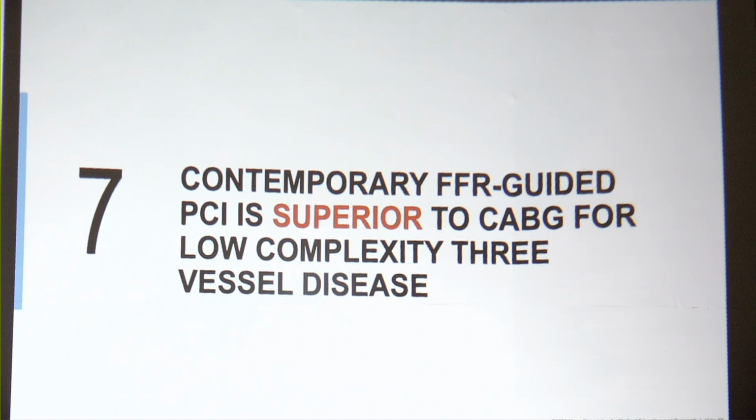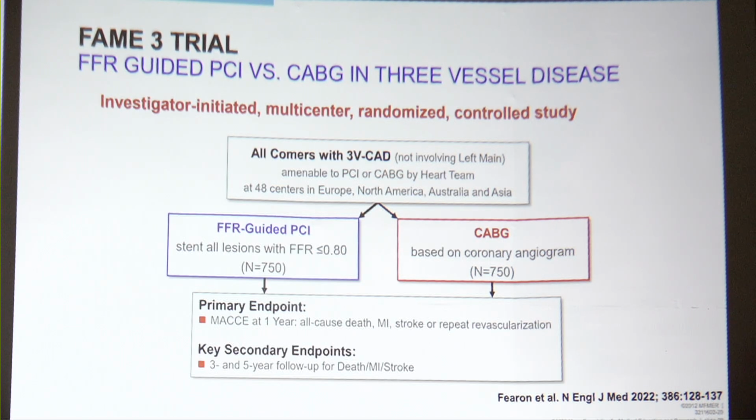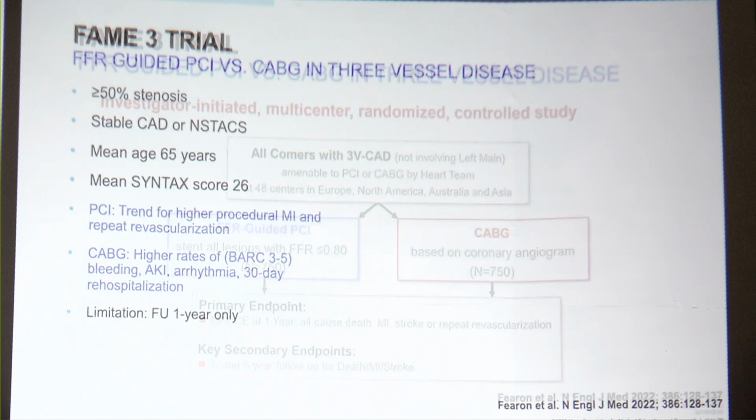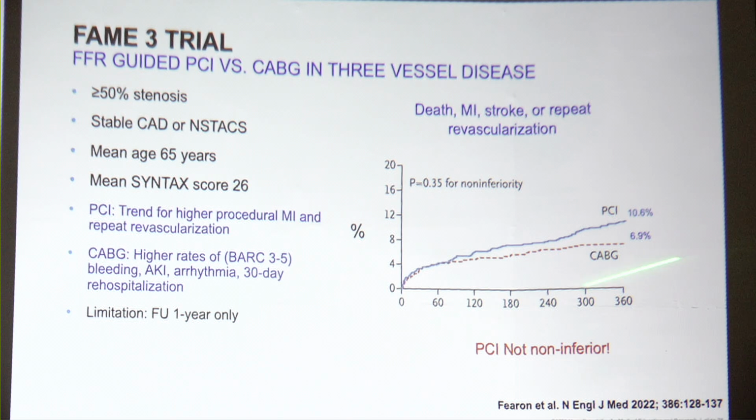This is actually more interesting for our contemporary practice, point number 7. Even with contemporary PCI guided by FFR, CABG remains superior. This was shown recently, published last year, the FAME 3 trial, which tried to replicate the SYNTAX trial, but in this it tried to take the two limitations of SYNTAX out by using FFR in every patient and using second-generation stents. And despite that, the outcomes were better with CABG. So this is confirming what we've known with the BARI trial, FREEDOM, and SYNTAX, that surgery remains the gold standard for 3-vessel disease.